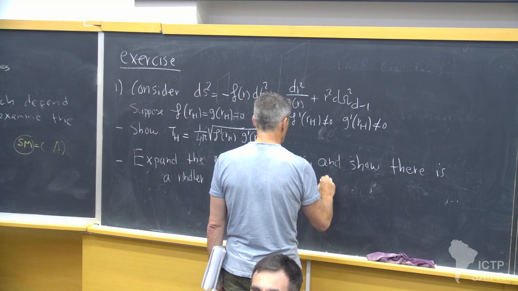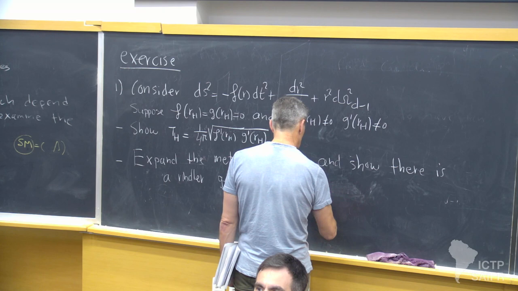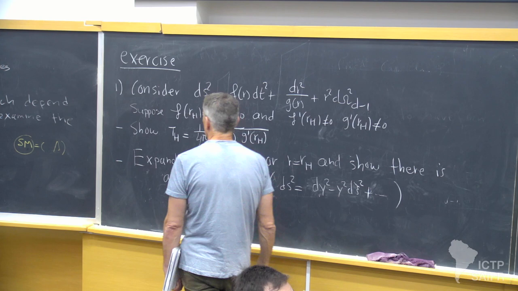The matter fields, they are going to give you what? They are going to give you quadratic terms in phi. The back reaction is going to give you something proportional to phi squared. So if phi_s multiplies phi_v, that can give you a 1 over r to the power d.